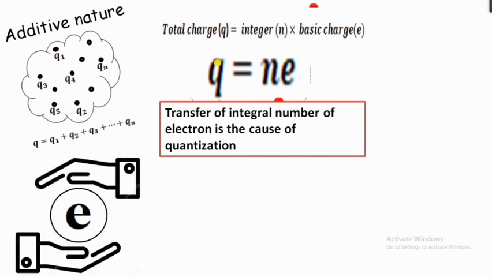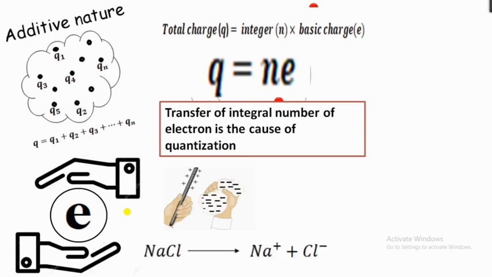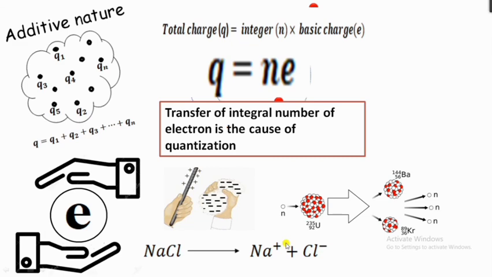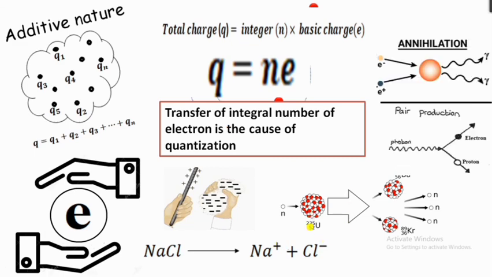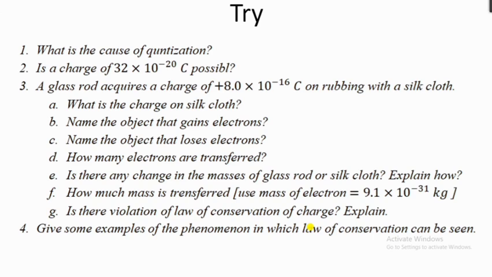And the third one is conservation of charge. The total charge of an isolated system is conserved, and some examples are frictional electricity, ionization of salt, fission of uranium, pair production, and annihilation. Now you can try these questions. These are the important questions from these topics.